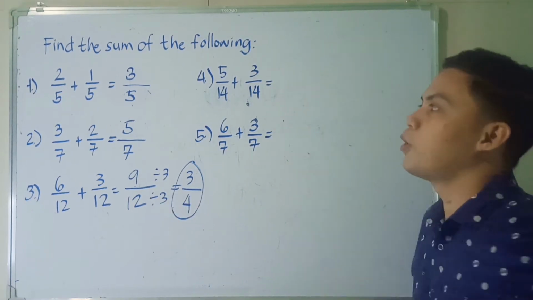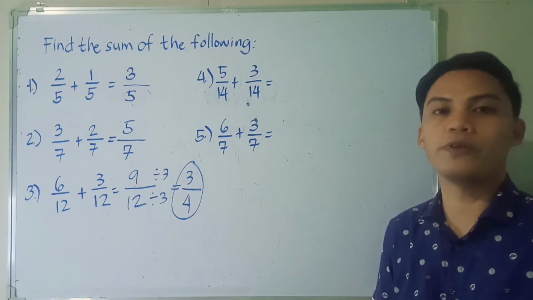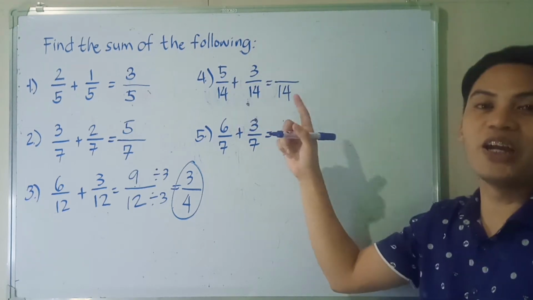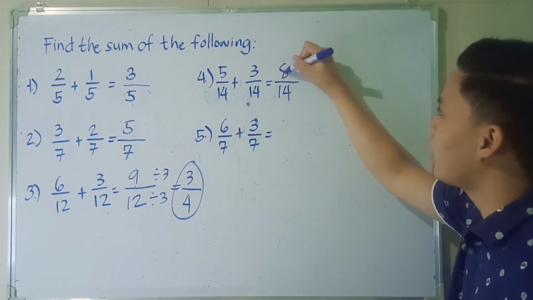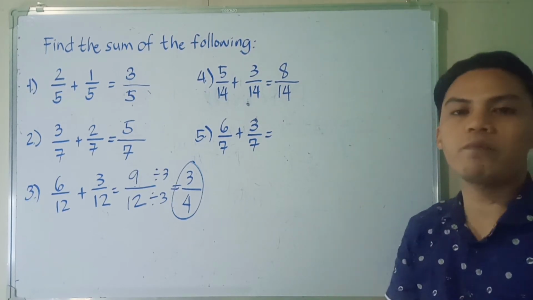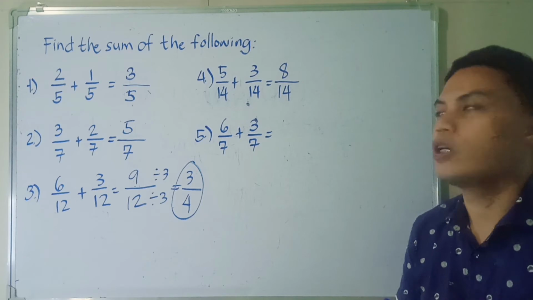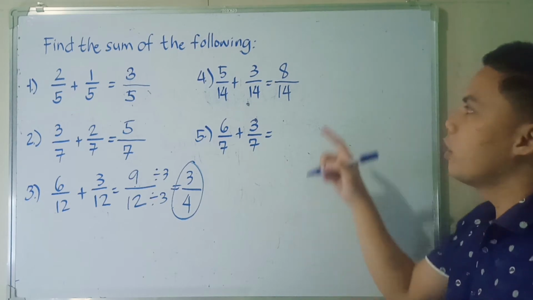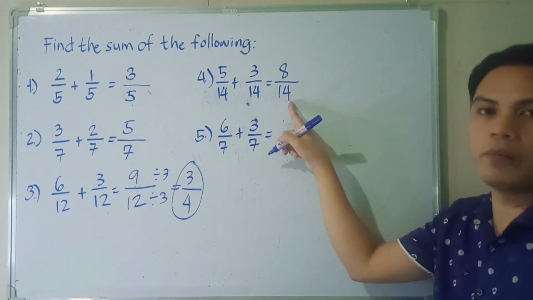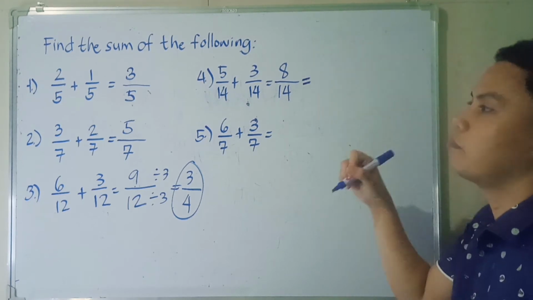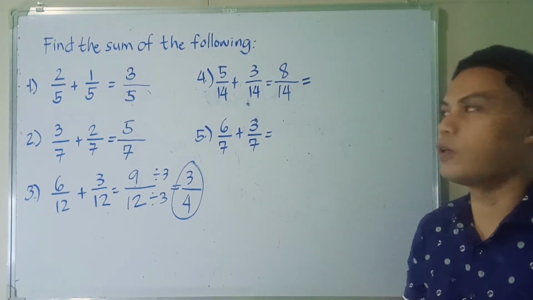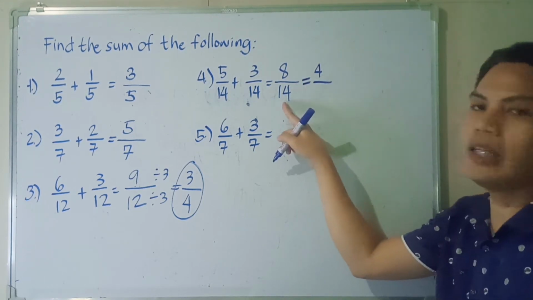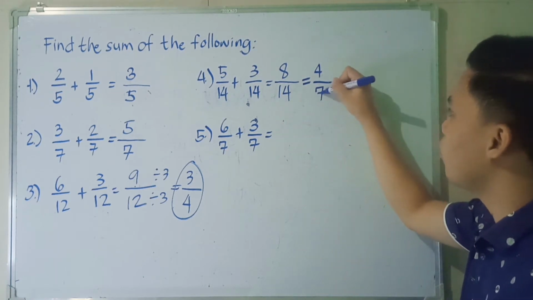Okay, let's have number 4. We have 5 over 14 plus 3 over 14. So, copy the same denominator and add their numerators. So, we have 5 plus 3, that is equal to 8. Again, we can still simplify 8 over 14. So, pwede natin silang i-divide ng greatest common factor nila which is equal to 2. Okay. So, 8 divided by 2 at saka 14 divided by 2 para ma-transform natin siya in lowest form. So, we have 8 divided by 2, that is equal to 4. And 14 divided by 2, that is equal to 7.